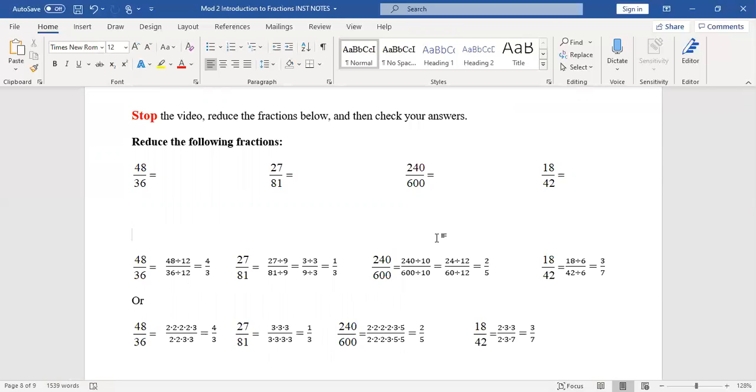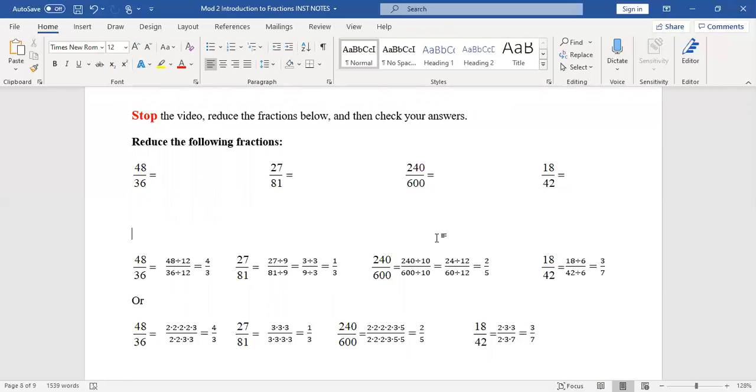27 over 81, the greatest common factor for that one, I didn't really use. I used the second method. I said, well, 9 can go in both the top and the bottom. So I divided both the numerator and denominator by 9, which ended up giving me 3/9. But 3/9 both share a common factor of 3. So I divided both of those by 3 and got 1/3. So the greatest common factor would have been 27. If I didn't spot it, I can just pick any factor. It doesn't have to be the greatest common factor.